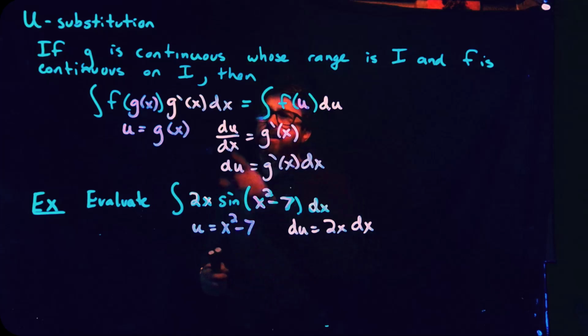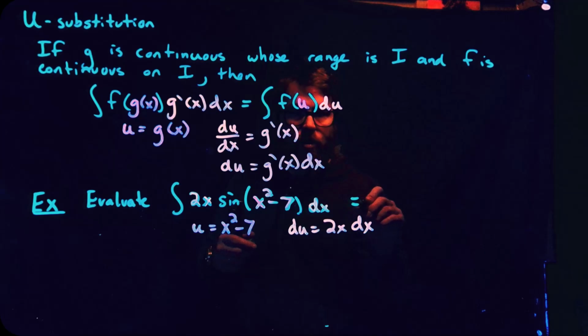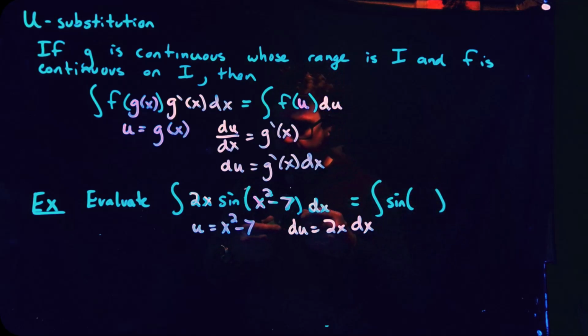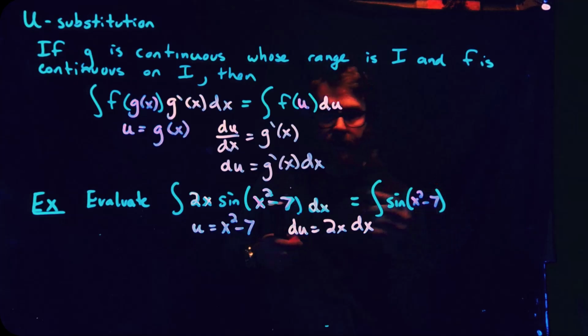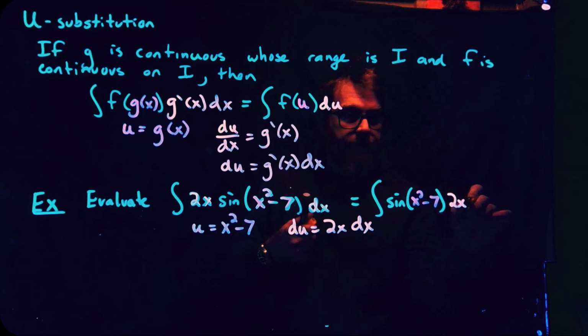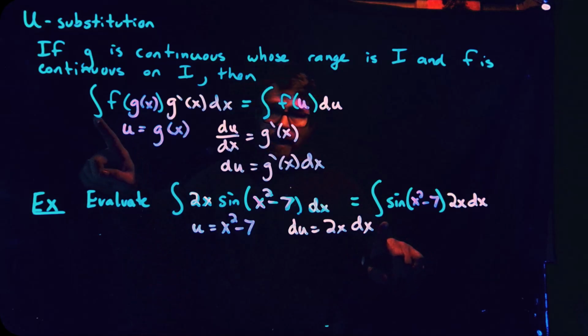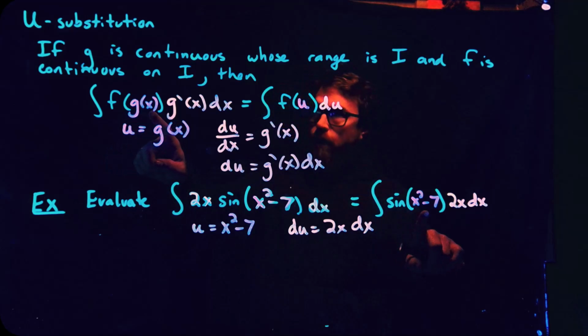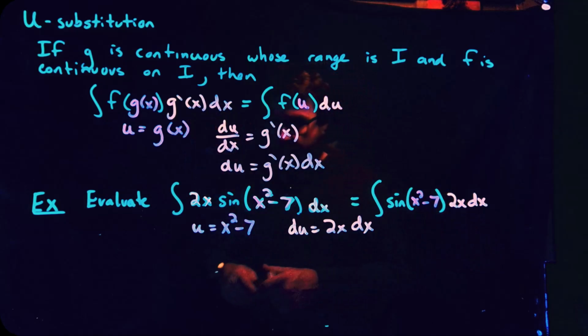Now I'm going to rewrite this so it looks identical to the definition up here. So this is going to be equal to the integral of the sine function, and then we have our u, which is this x squared minus 7, and then we have our 2x dx. Now we can see it looks exactly like this: the f function, the function I'm still going to have to integrate, is the sine function. And then we have our u, which is our g of x, and then we have our g prime of x dx. That means I can rewrite this as f of u du.